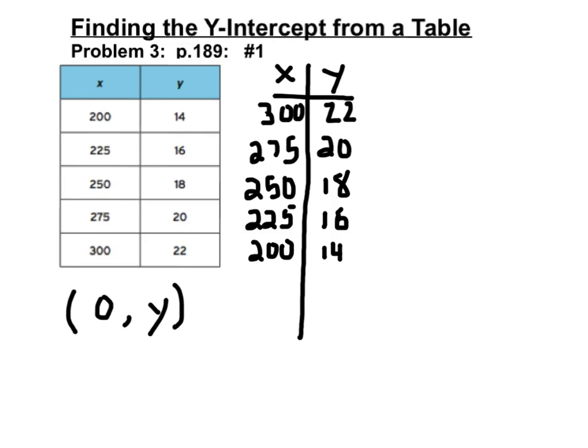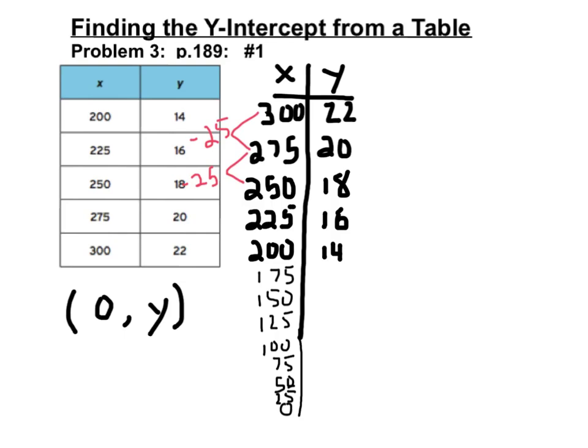When I look at my x values, I can see that these values are decreasing by 25 each time. So 300 minus 25 gives me 275. 275 minus 25 gives me 250, etc. So if I would like to continue the pattern, I'm going to continue with 200 minus 25, which gives me 175. Continuing to subtract by 25, I'm going to continue all the way down till I get to 0.